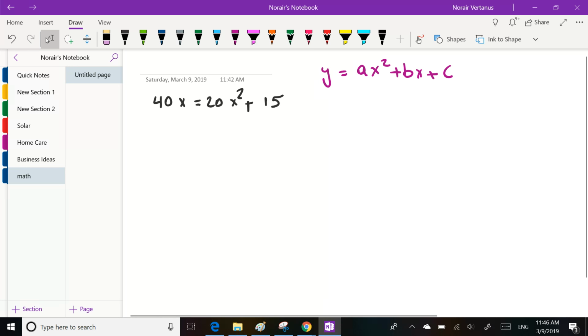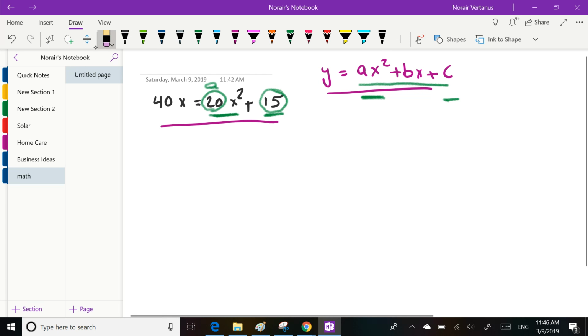Right now, if you compare this one, you see that it's not in that form. So you have to make it in that form: ax squared plus bx plus c. That's what I'm talking about. So here you have 20x squared. That's ax squared. And you have 15 with no x. That's the c part. Looking at the first one, there's 20. That's the a. This is the c. And then b is on the other side of the equation.